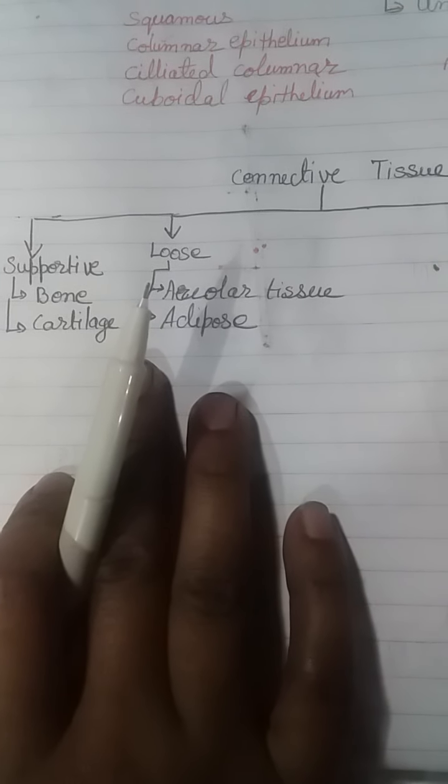The bone cell is known as osteocyte. The structure of osteocytes is given in your book, you can draw it from there. The cell of cartilage is known as chondrocyte, and it helps in the formation of cartilage, which is the supportive connective tissue.